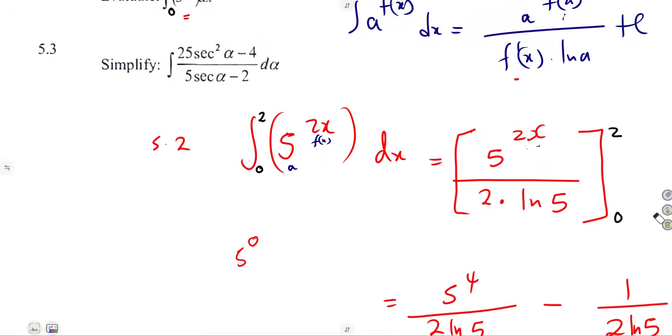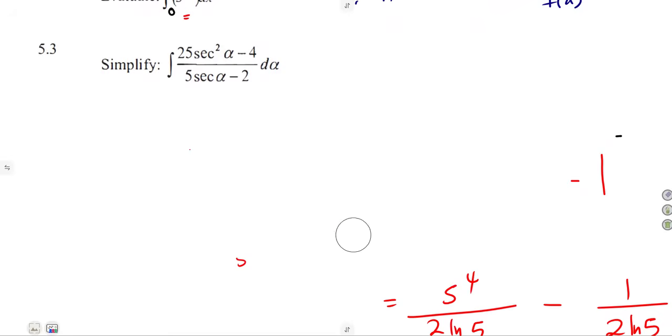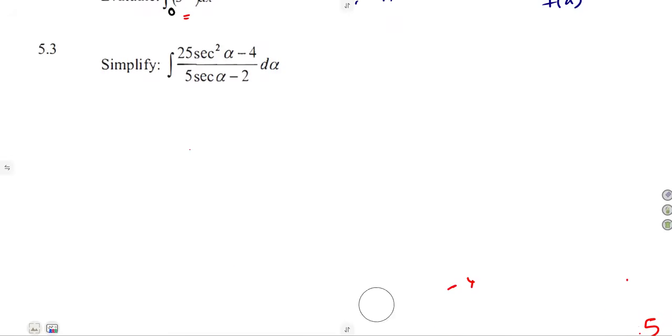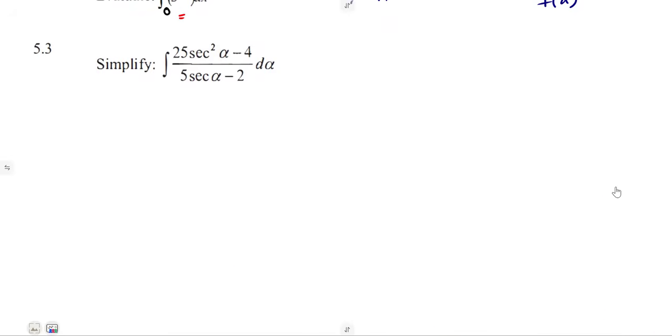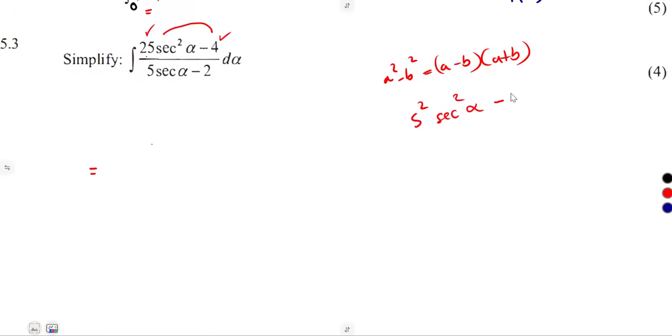Okay, let me check if there's anything that happened on our question. Nothing. Okay, so yeah, it's fine. Okay, so we're given to integrate this, and we had with respect to alpha. And if we check properly, we can see the numerator, that's a difference of two squares. 5 is a perfect square, 4 is a perfect square. So remember, a squared minus b squared is a minus b into a plus b. So this is same as 25 sec squared alpha minus 2 squared.